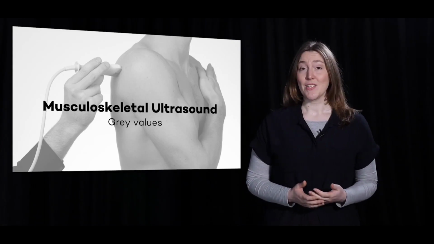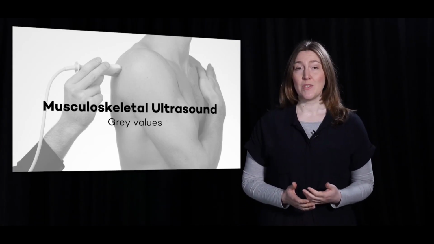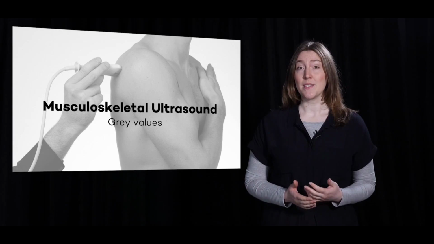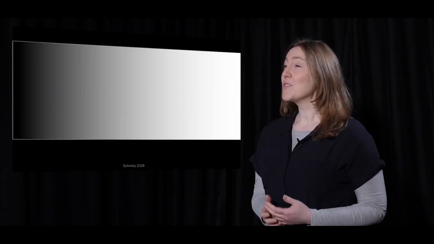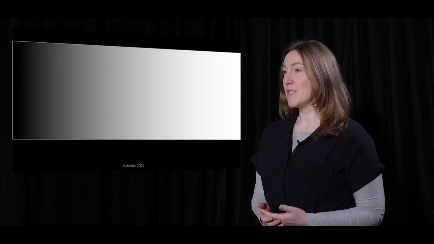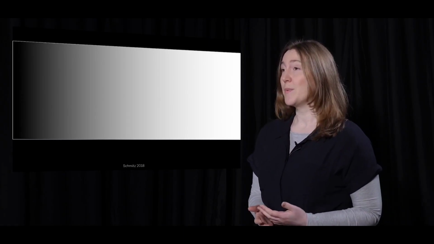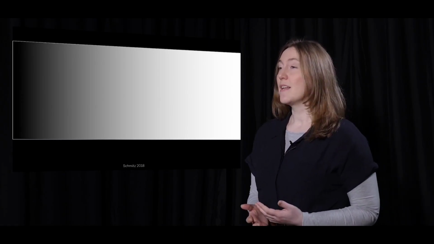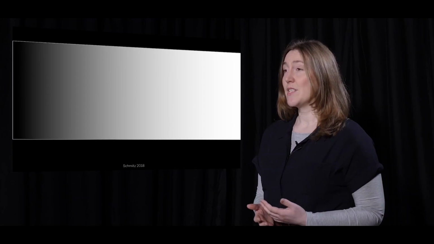The goal of this presentation is to explain the correct interpretation of the grey values in musculoskeletal ultrasound. The ultrasound image is built up from various grey levels. Each grey level depicts a certain anatomical tissue. Changes in these colours reflect quality changes of such a tissue.